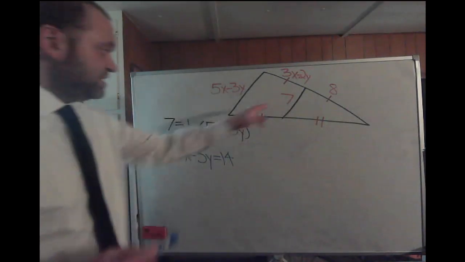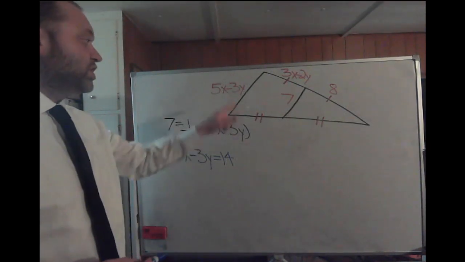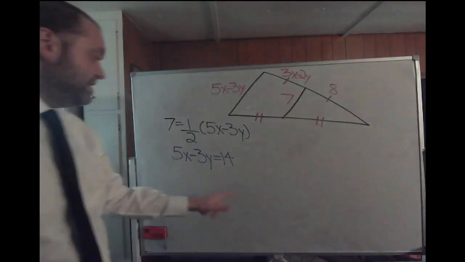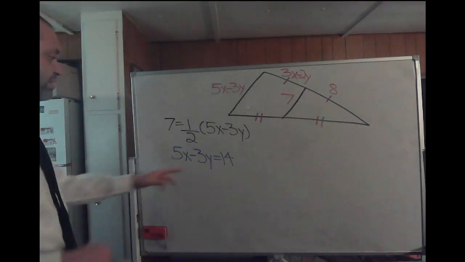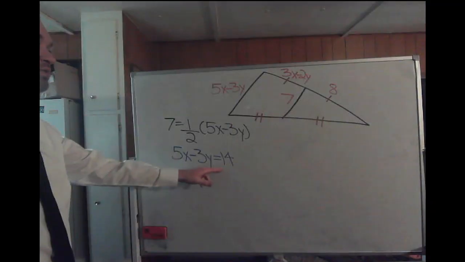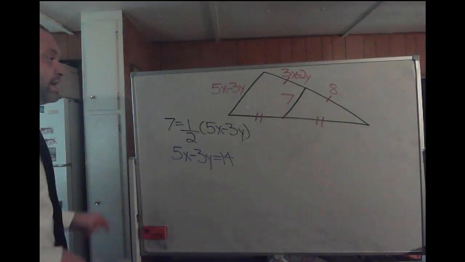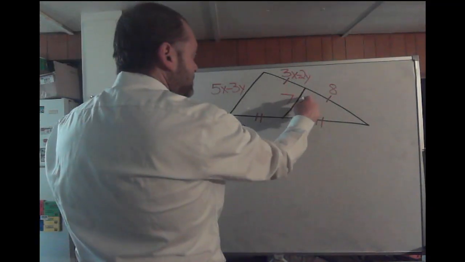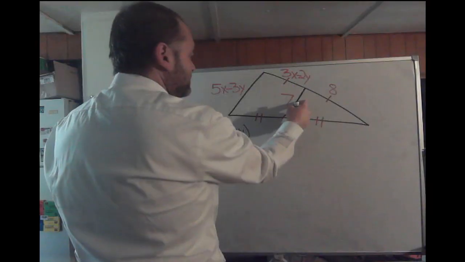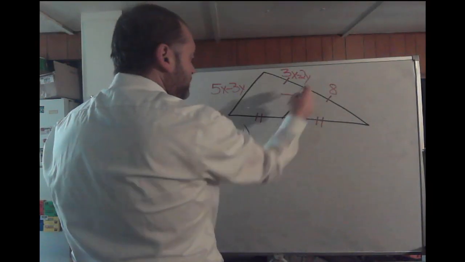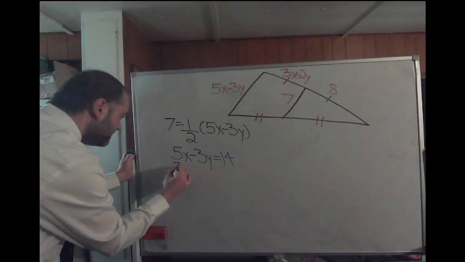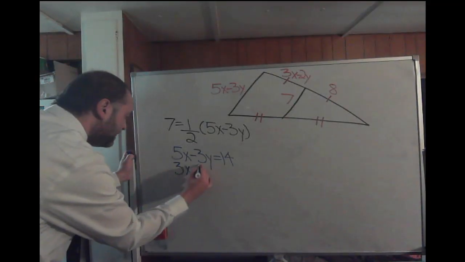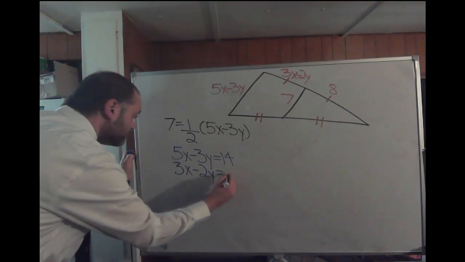So since this side is half of this, you can argue that this side is twice that by what we just did. That makes sense, right? So we have 5x minus 3y equal to 14. Now here, the 7 segment joins this side at the midpoint, so that means 3x minus 2y would have to equal 8. So 3x minus 2y equals 8, does it not?